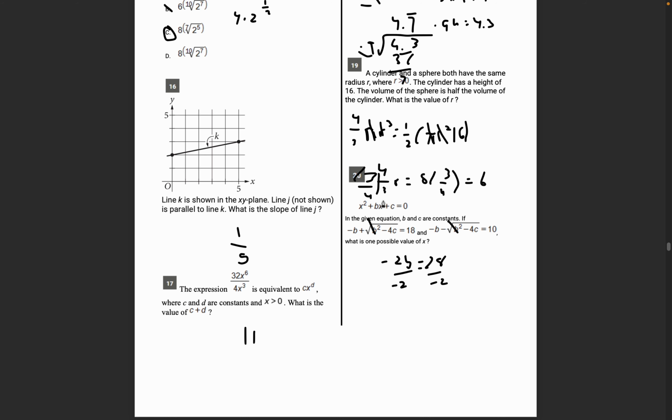Okay, so we have b equals negative 14. So let's plug it in to get c now. Negative times negative 14 is 14 plus the square root of b squared, so negative 14 squared minus 4c equals 18. 14 minus 18, that's 4.